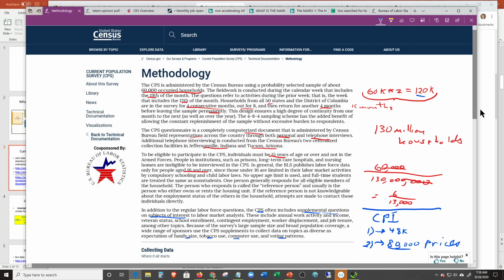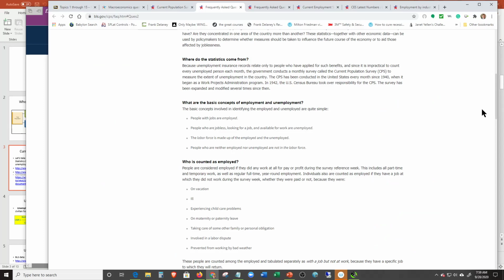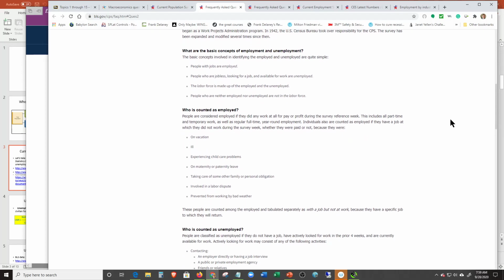And the reason I add this little sly thing about what the data it collects is basically how they define employment and unemployment, because you'll have critics saying that it's really not accurately measuring unemployment. And so let's talk about the basic concepts of employment and unemployment.